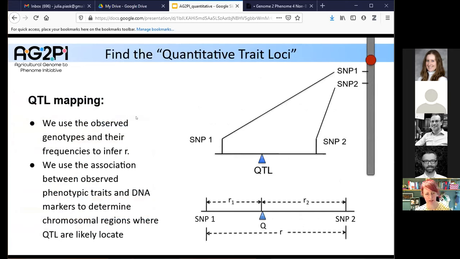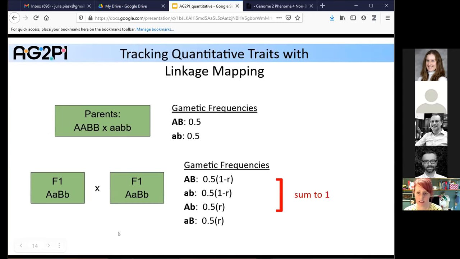So we usually can't observe the actual QTL. The best we can do is observe its nearest DNA markers. Here's a representation of a chromosome where there are two SNPs and a putative QTL. We can observe this R, this recombination frequency, and then we use information on trait variation, on the actual quantitative trait, to try to infer R1 and R2, that is, how close this putative QTL is located to this SNP or its other SNP. And the higher the density of DNA markers you have for the genome, the better that goes. Of course, again, the goal is to determine the chromosomal region where the QTL are likely located.